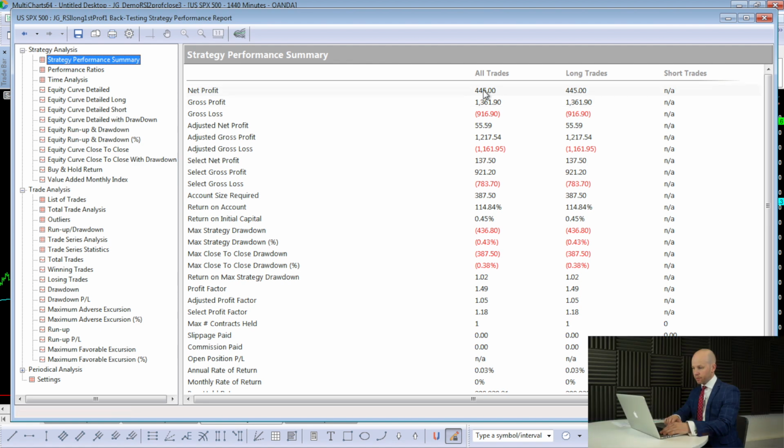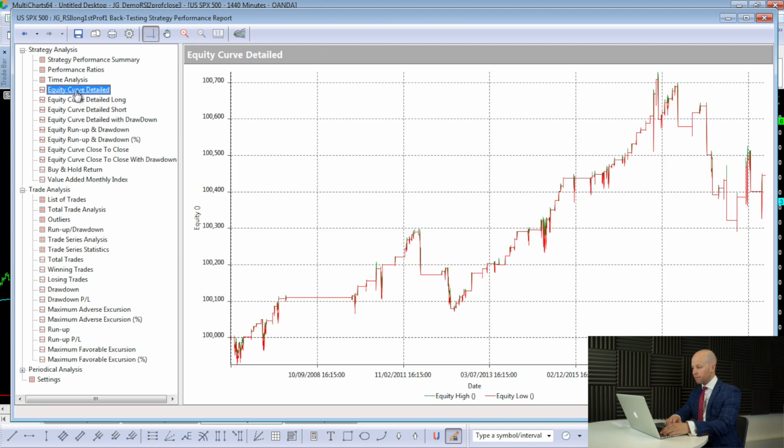We're disregarding the RSI exit that we first used. We're just looking, are we in profit or are we not in profit? So let's have a look at those results. Looking at the net profit is way down, in fact, so this isn't very good. 445 ticks. The max strategy drawdown has increased to 436. The equity curve, I would say, is even worse than before.